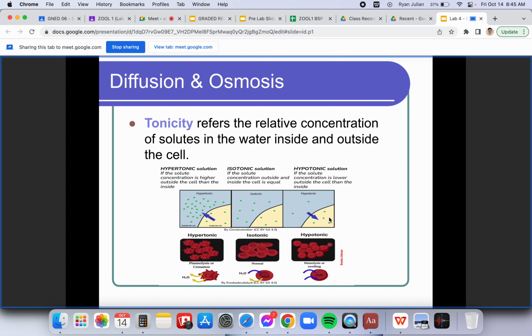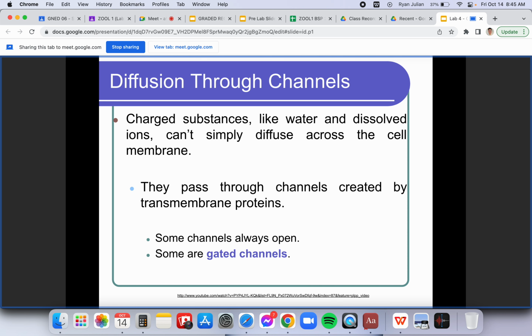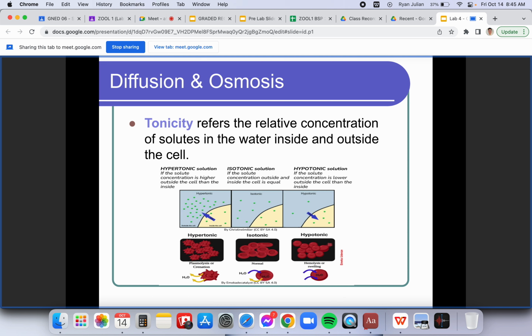And what do you guys notice? It is very apparent that the concentration on the inside is much greater as compared to the outside. We have hypertonic, isotonic, and hypotonic. So that's it for the diffusion and osmosis.